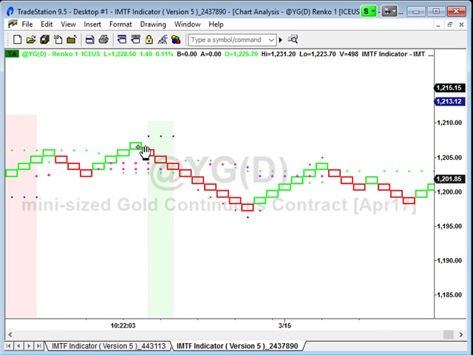Here's another green area here. There's the blue dots right there. Notice the shaded area went away. We never got to the blue dots, so we never entered a bullish breakout trade at all, and you could see it's good because it kind of went down and then sideways.